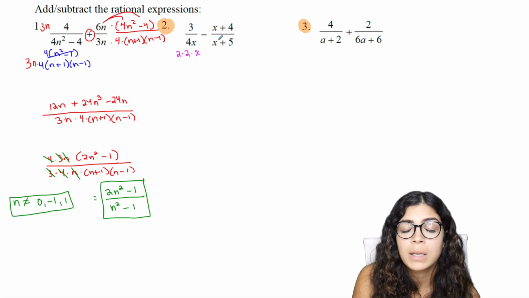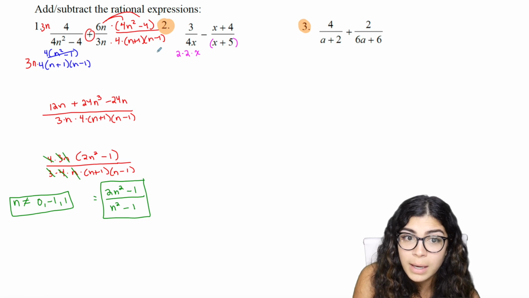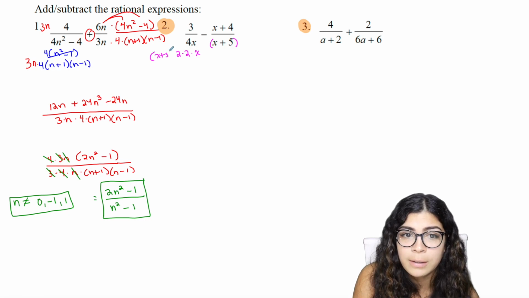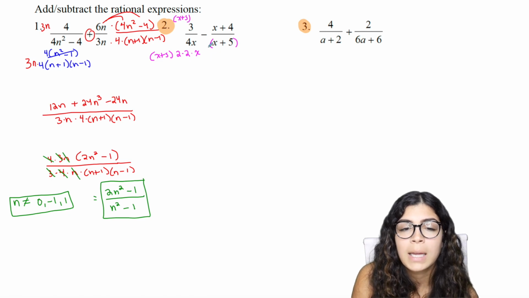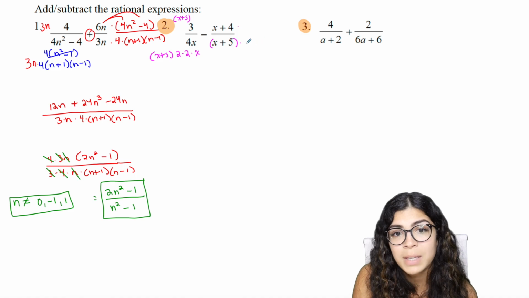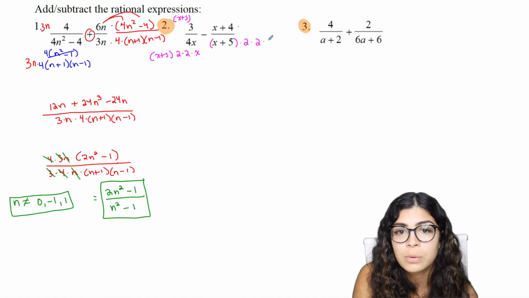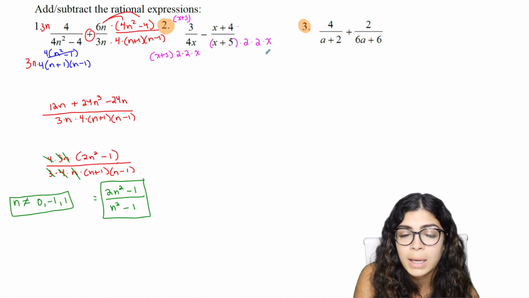So in the second fraction, you have x plus 5. So you're missing the x plus 5 factor in the first fraction. So I need to multiply by x plus 5. And in the second fraction, you're missing the 2 times 2 times x. So you're missing a factor of 2, another factor of 2, and the factor of x.